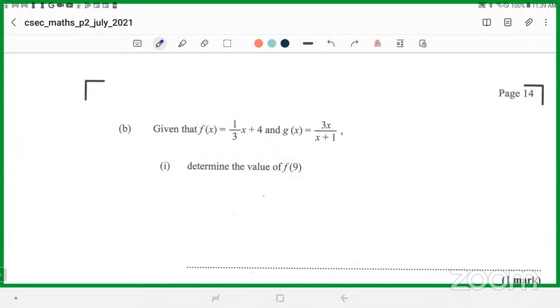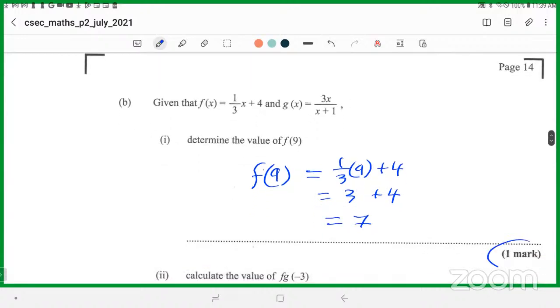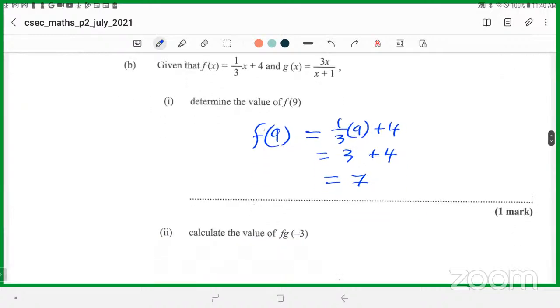So f of 9 means I want to put 9 here. So it becomes 1/3 of 9 plus 4. 1/3 of 9 is 3. 3 plus 4 is 7. It's 1 mark for it, but we want the 1 mark. We want it. Every mark counts. Let's look at this one now.